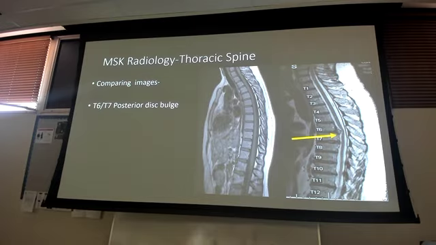T6, T7. So if I wanted you to pull out a disc bulge on something like this, I would take away the arrow and label the vertebrae for the thoracic spine. I do not expect you to count, so don't spend any brain power doing it when you're studying the thoracic spine vertebrae on a lateral image. So this would be a T6, T7 posterior disc bulge.